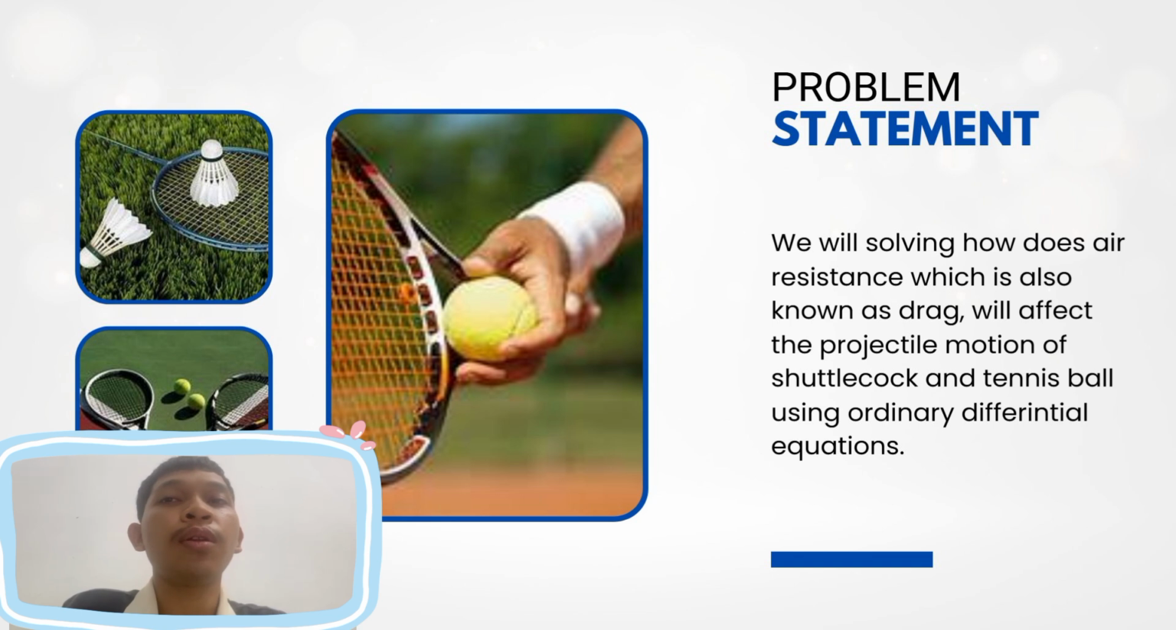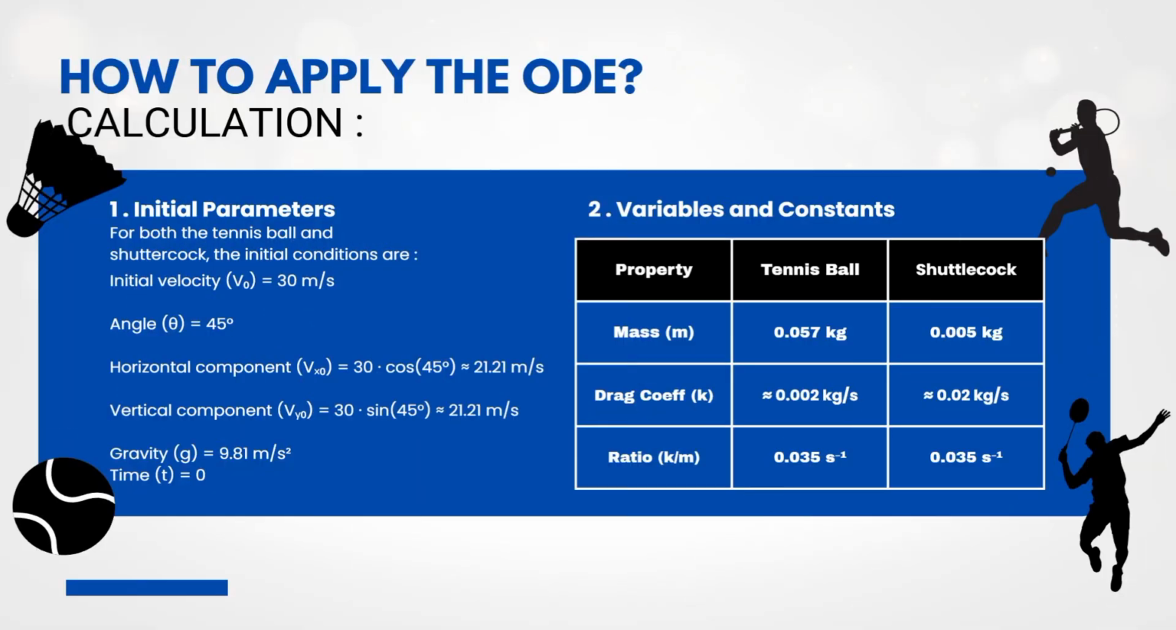So for now, I will explain to you guys our problem statement. We will be solving how resistance, which is commonly known as drag, affects the projectile motion of a shuttlecock and a tennis ball using ordinary differential equations. Now I will pass it to Arik for further explanation.